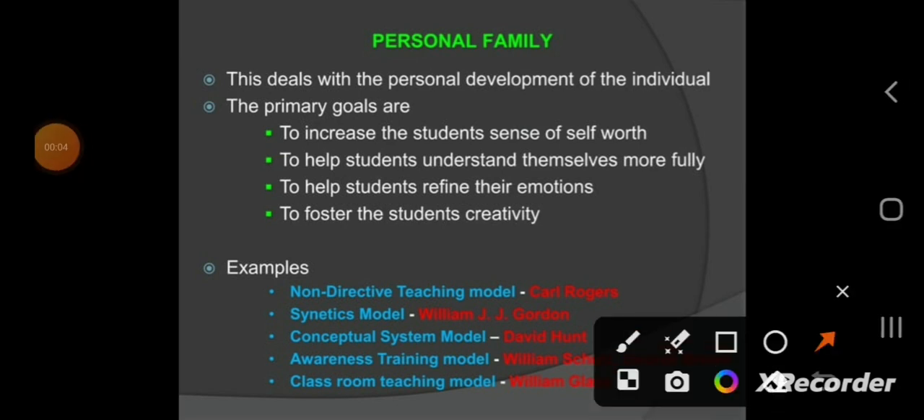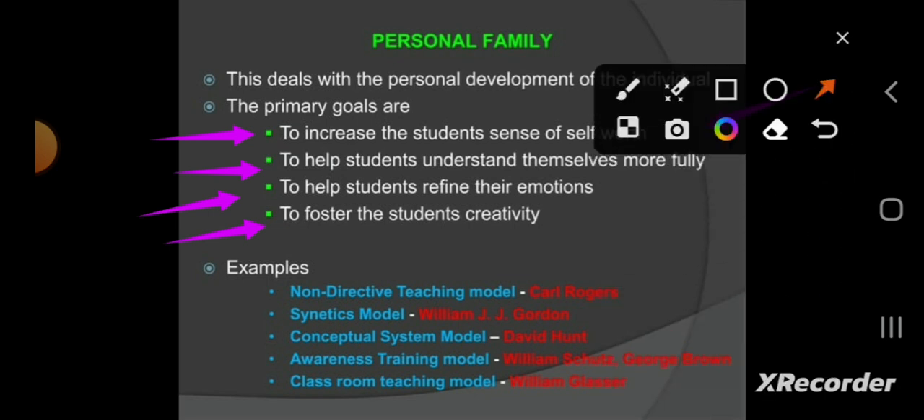Personal family. This deals with the personal development of the individual. The primary goals are to increase the student's sense of self worth, to help students understand themselves more fully, to help students refine their emotions, to foster the students' creativity.